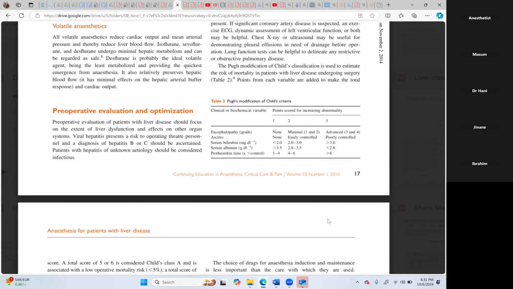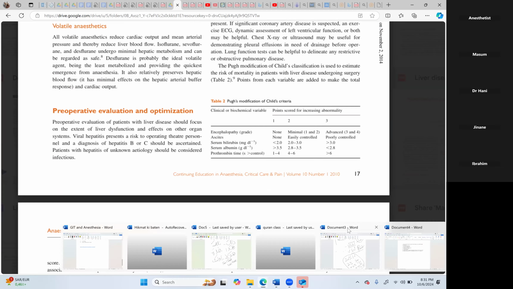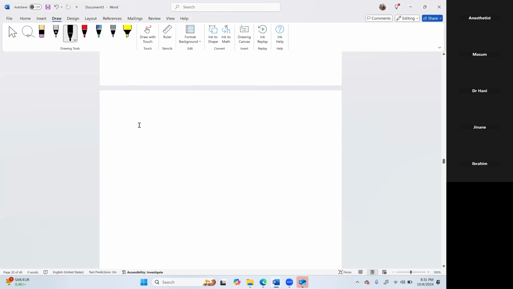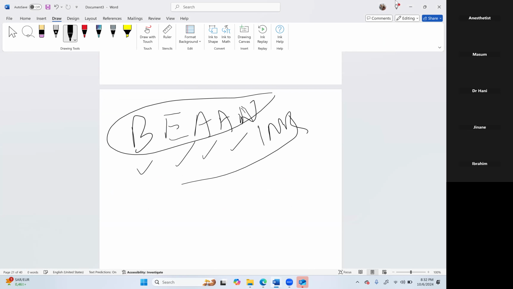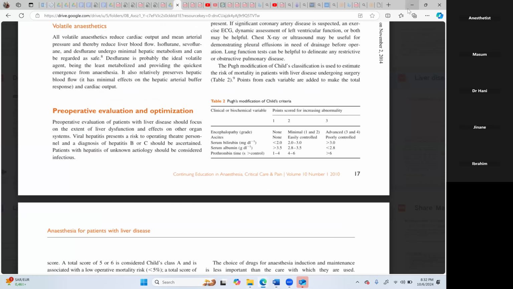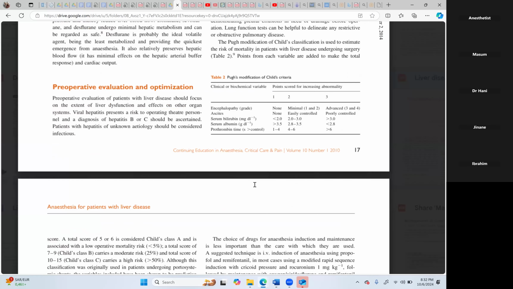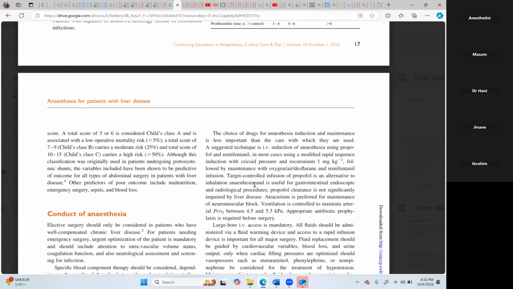There are so many things by which you can remember. I will share one of the mnemonics which I used to have, this Mr. Bean. Okay. So bilirubin, encephalopathy, albumin, ascites, and N is for nutrition as well, INR. Maybe you don't like it, but I remember it that way. It's common to ask about mortalities as well. Okay, so if it is Child's A, it is less than 5%. Moderate, Child's B, it's 25%, and if it's C, it's more than 50%.